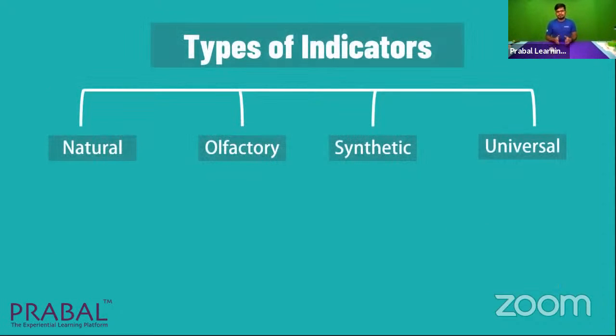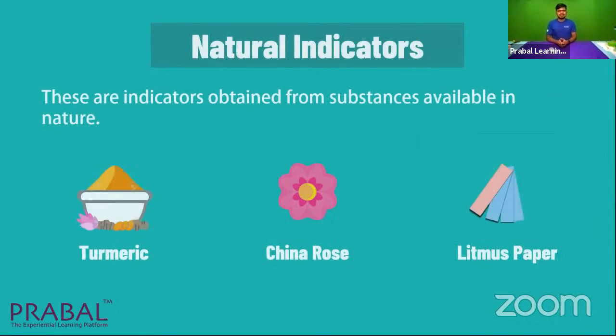We have different types of indicators. We have natural indicators, olfactory indicators, and synthetic indicators, and we will start with natural indicators. These are indicators obtained from substances available in nature. A few examples are turmeric, China rose, and litmus paper. Turmeric is the turmeric that we have at home. Then we have China rose, which is a type of hibiscus. Then we have litmus paper.